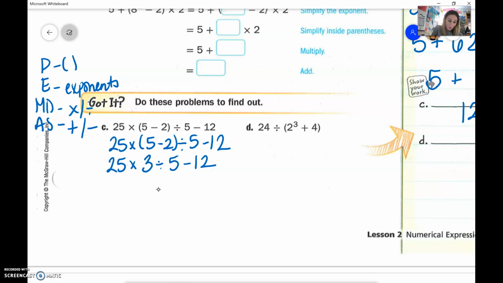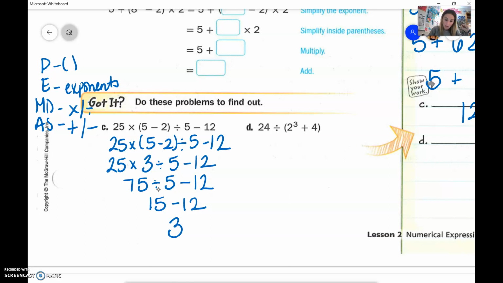So I'm going to do 25 times 3, which is 75, and then I bring the rest of it down. Now I'm still in multiply and divide. Can I divide next? Yes, because division comes first. So 75 divided by 5 is 15. Bring down your minus 12. Now 15 minus 12 is 3. Okay, seemed like a very long problem, but very doable.